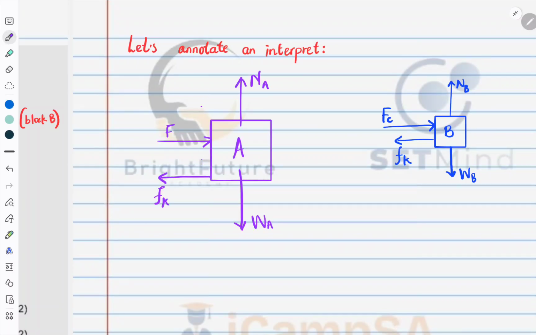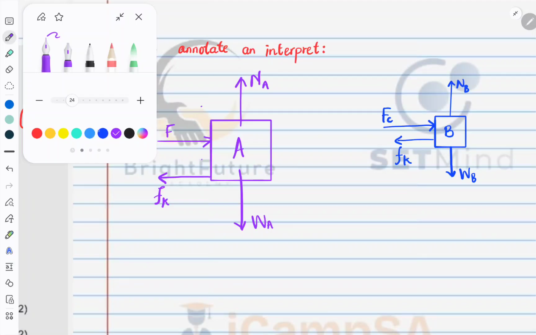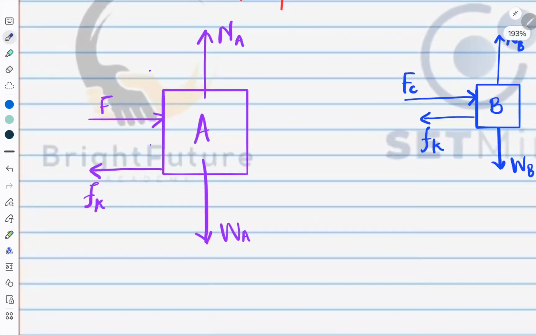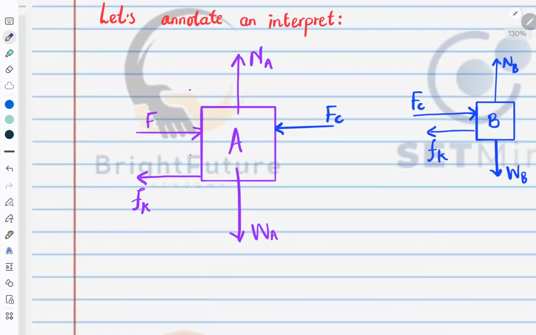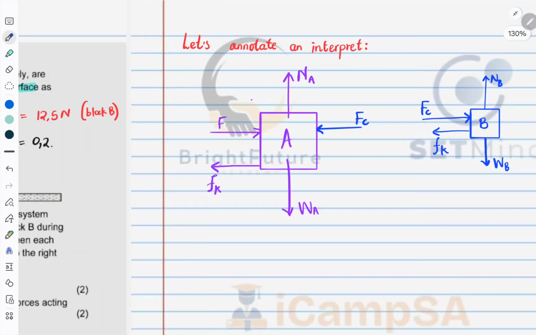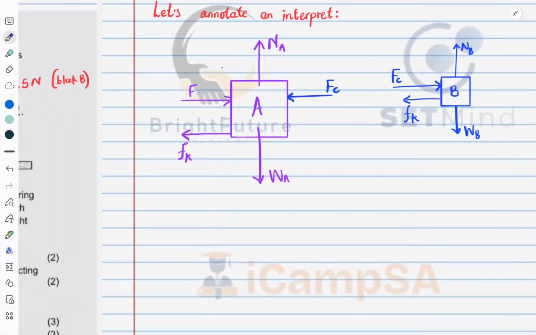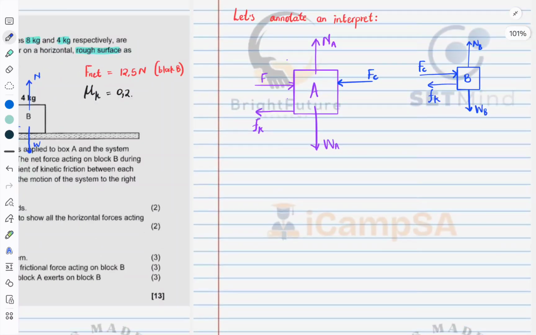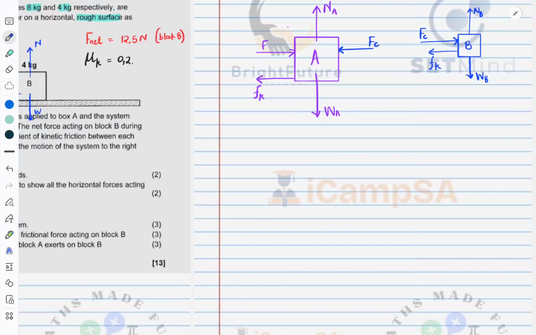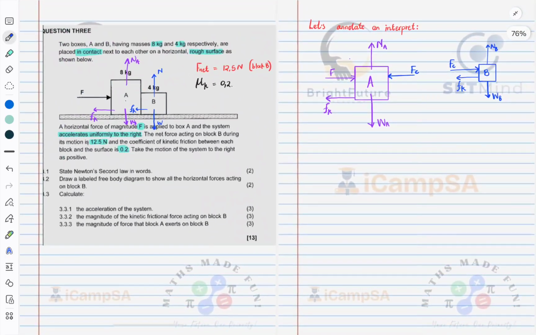Alright, so I've annotated all these forces, and now let me add the contact force. It will be the same magnitude but in the opposite direction. This is our FC, so both these blocks share this same amount of force. From here onwards we can just draw our free body diagrams for these blocks.